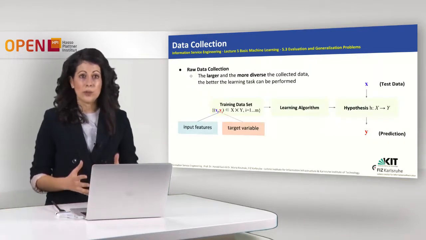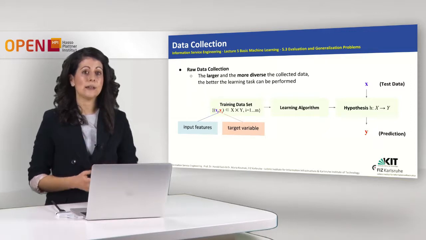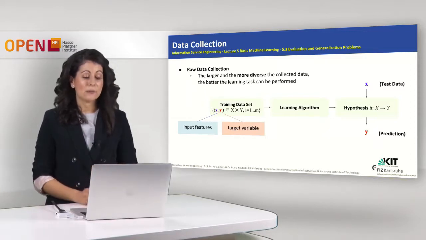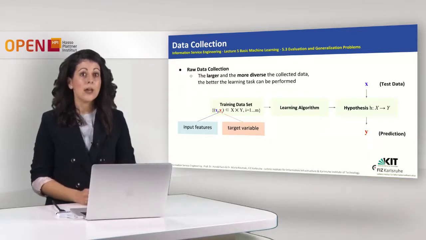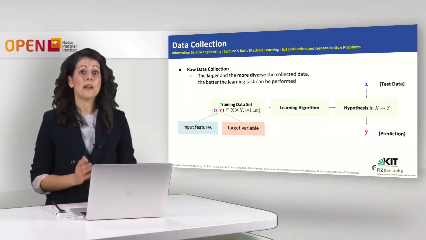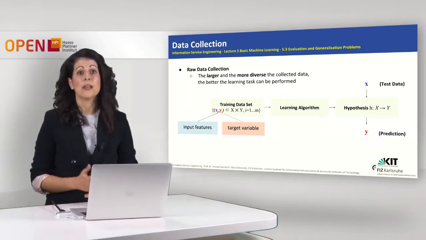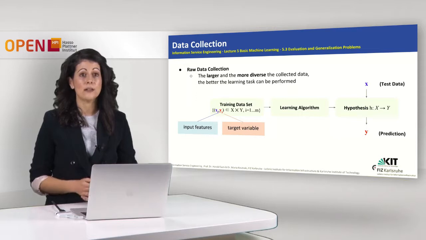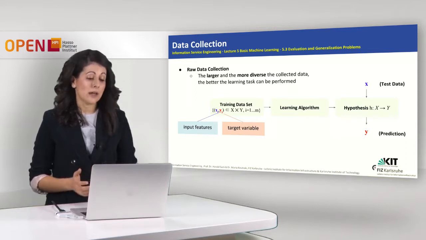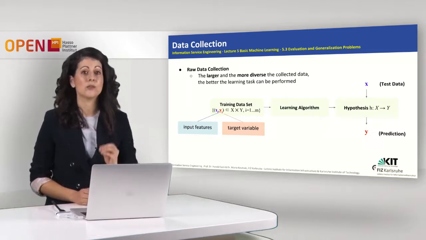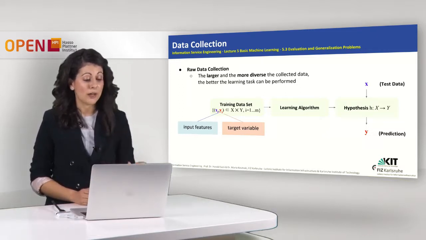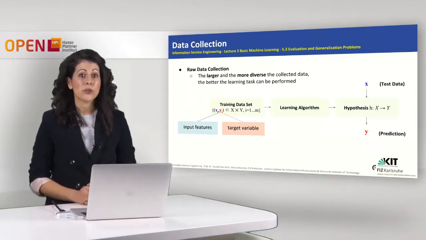So, we said we need data, and let's see how we use this data, what the pipeline is in an algorithm. Let's start with raw data collection, meaning the data that we haven't pre-processed. And we have already said that the larger and the more diverse the collected data are, the better the algorithm will learn and then perform. So first we need this training dataset, which consists of the input features, the X in blue color, and a target variable for each feature vector.